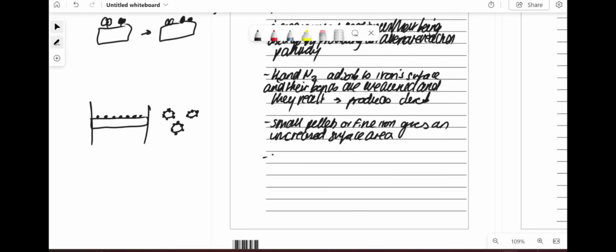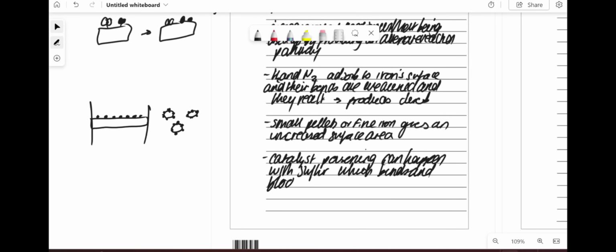As well as that, we need to discuss what can affect its lifetime. So what happens is you can have catalyst poisoning, which is where things bind to the catalyst and block its active sites. It's kind of like how enzymes work for those that do biology. So catalyst poisoning can happen, for example, with sulfur, which binds and blocks active sites for H2 and N2.